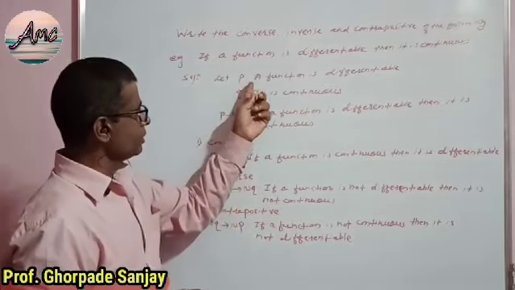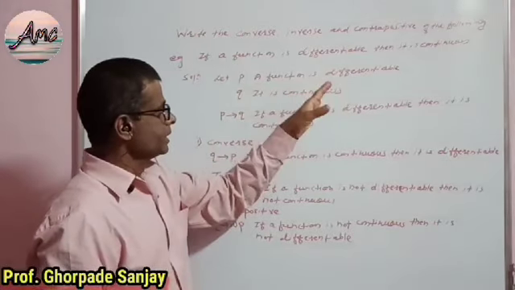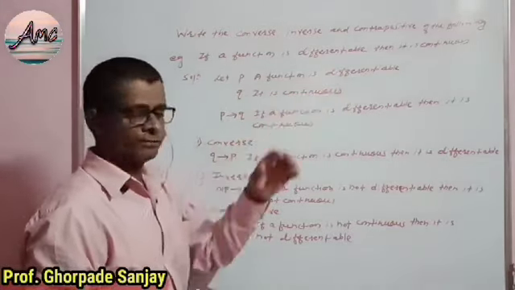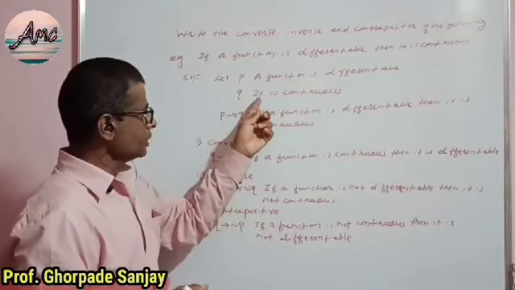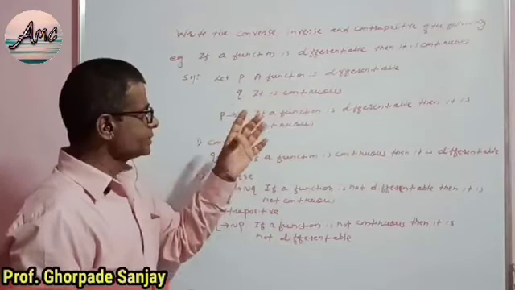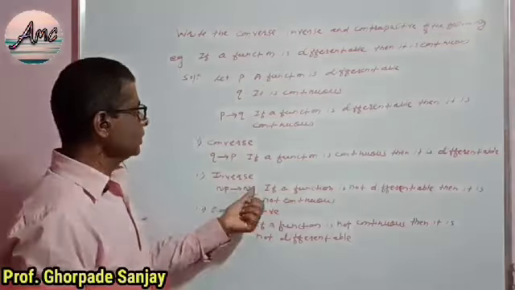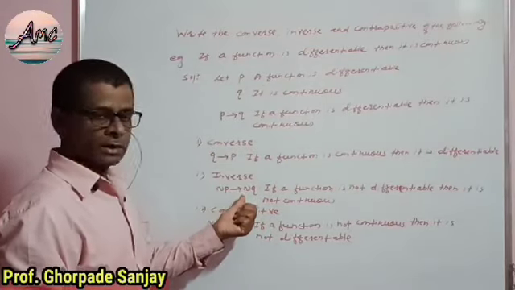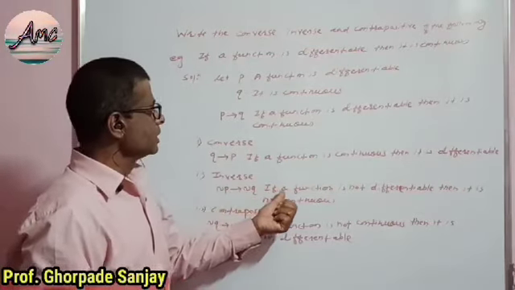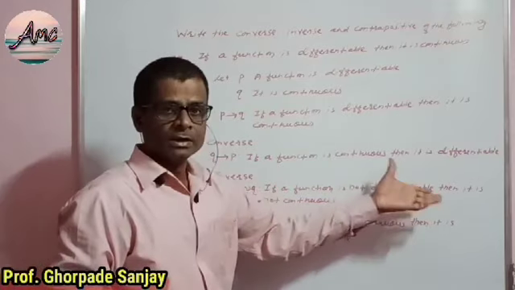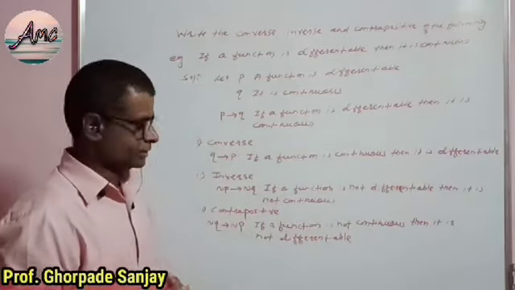Negation of P is what? A function is differentiable. Its negation is what? A function is not differentiable. What is Q? It is continuous. Its negation is what? It is not continuous. So negation of P, conditional negation of Q is what? If a function is not differentiable, then it is not continuous.